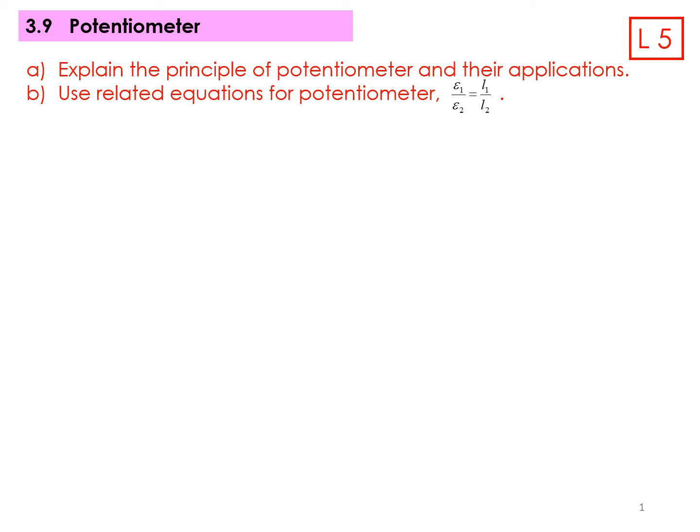Okay, our last subtopic, 3.9 potentiometer, and we have two learning outcomes. The first one is to explain the principle of potentiometer and their applications. Number 2, use related equations for potentiometer, and this is our equation: EMF 1 over EMF 2 equals L1 over L2. It is similar with potential divider.